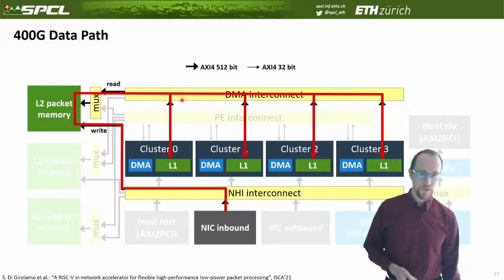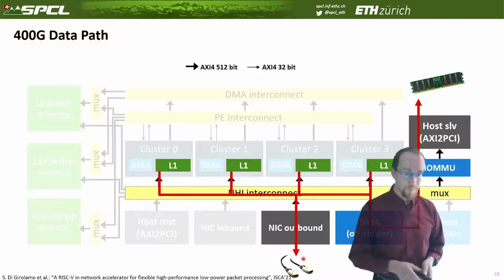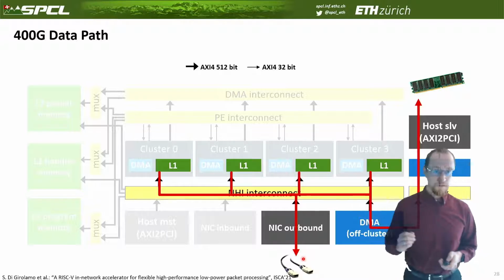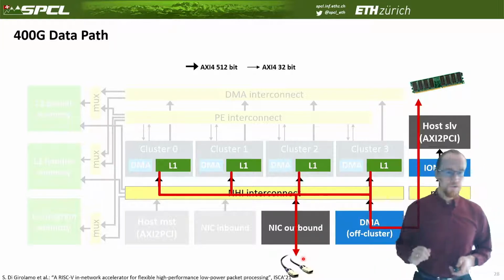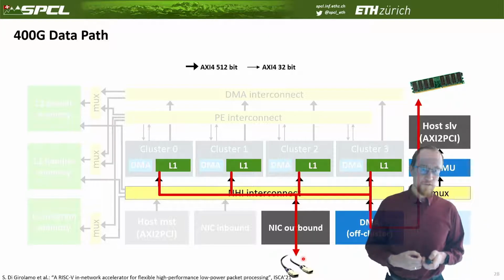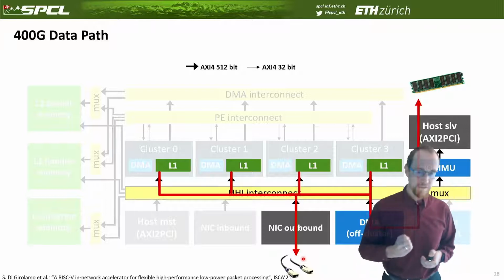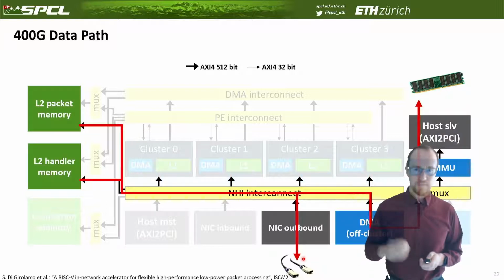But let's talk about the fully processed path. It's going into these different clusters. And then once processing has finished, the data resides in L1, but is then moved either to the NIC outbound engine, so leaving the machine again into the network, or through the off-cluster DMA engine, moved into the host main memory. So as I mentioned, the sPIN processing unit can either trigger the generation of a new message to send to a remote device, or it can just deposit it into the host memory.